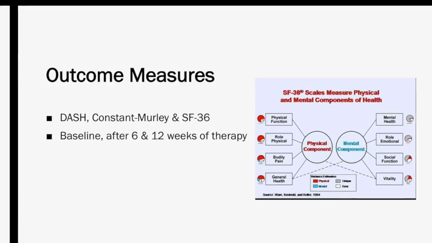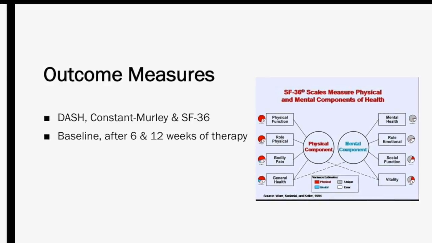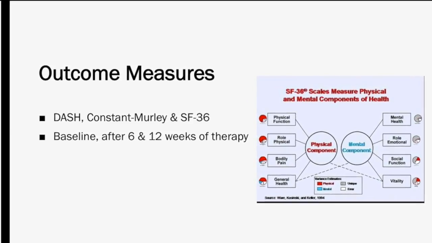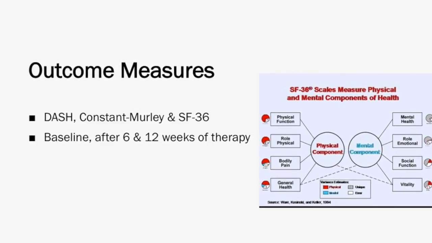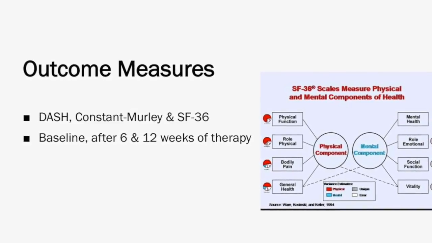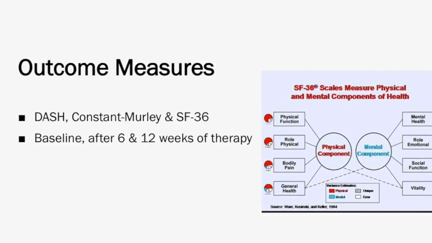The DASH, Constant Murley, and the 36-item short-form survey were used to assess functionality, pain, range of motion, strength, and quality of life. The outcome measures were recorded at baseline, after 6 weeks, and after 12 weeks of therapy.